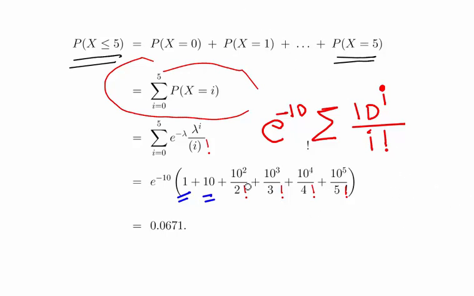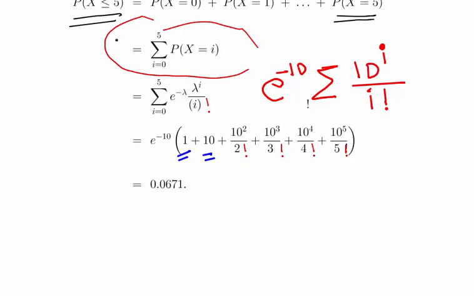Just work it through. Essentially, it's a little bit of calculator work. We add up all those numbers and multiply that sum by e to the minus 10. And then we should end up with 0.0671. And that's the answer we're looking for. You should get an answer close to that. Again, rounding error comes into play a lot. So we'll leave it there.